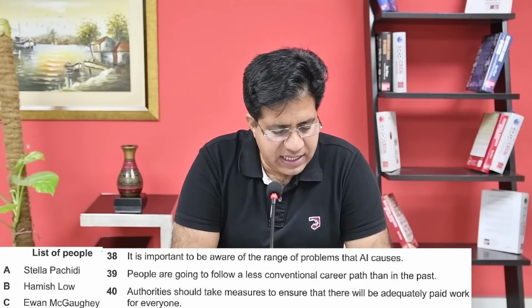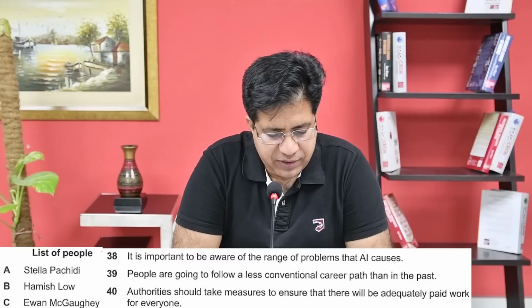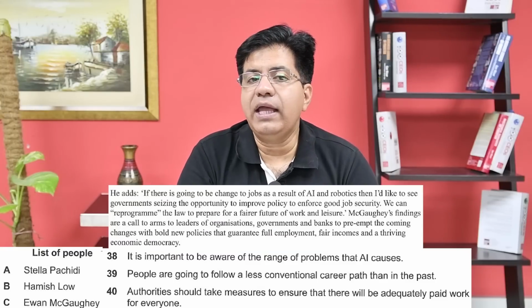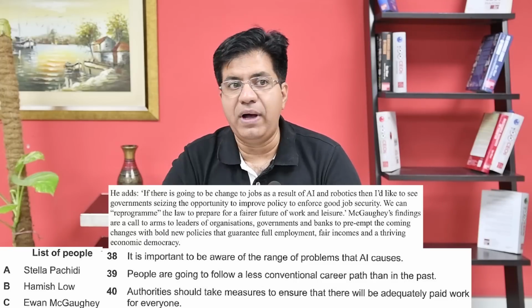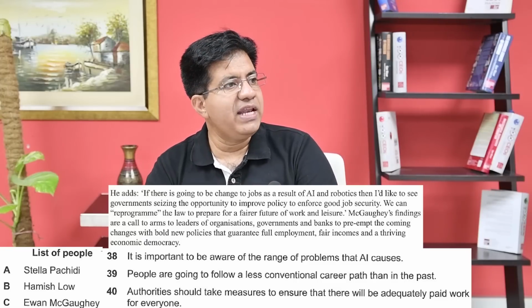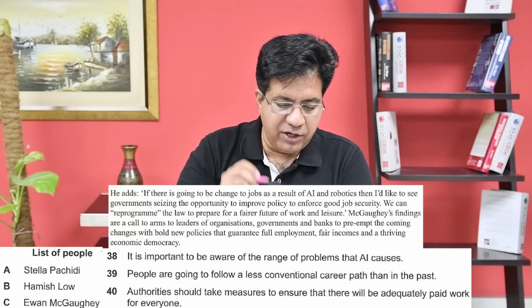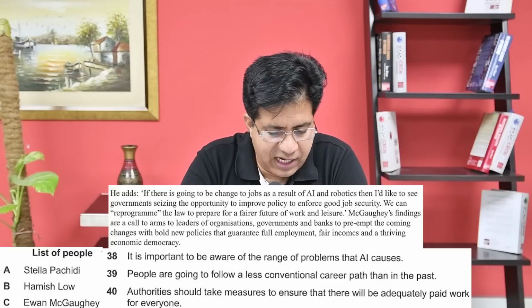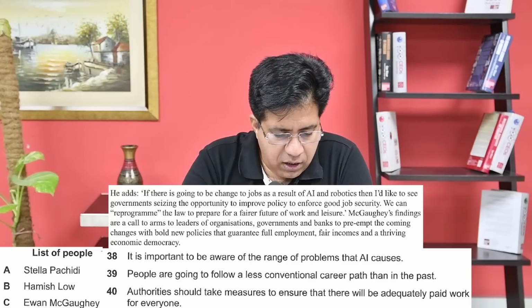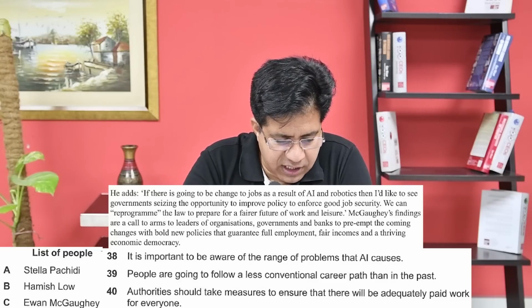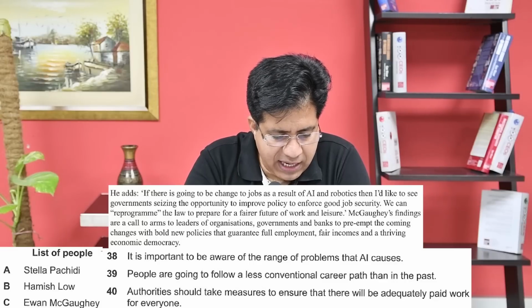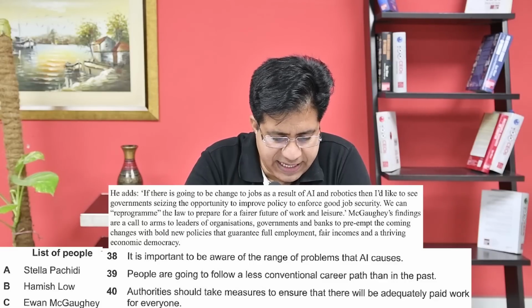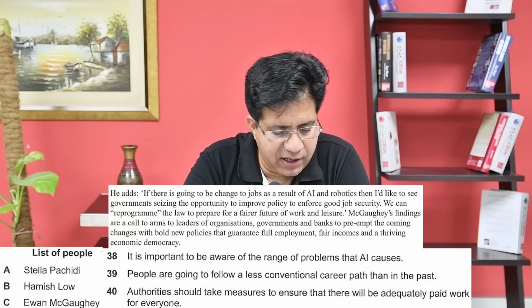Ewan McGaughey is in 4th last paragraph. Please come to that. And one more thing. In the passage, you just have to read the options which are with inverted commas. Right? Because whenever they give you statements to match, only inverted commas. So please come to 4th last paragraph. Do we have any option with inverted commas here? Ewan McGaughey, Cambridge researcher. No, there isn't anything. Please come to 3rd last paragraph.